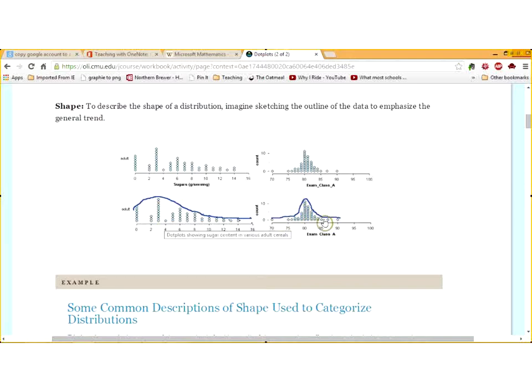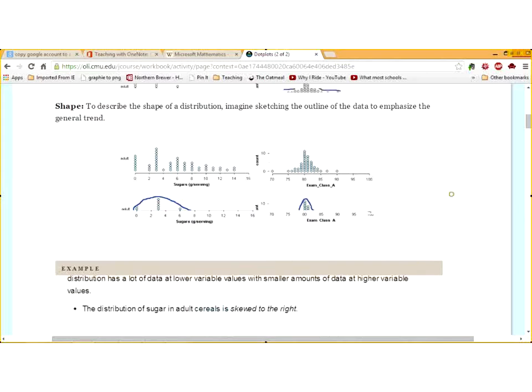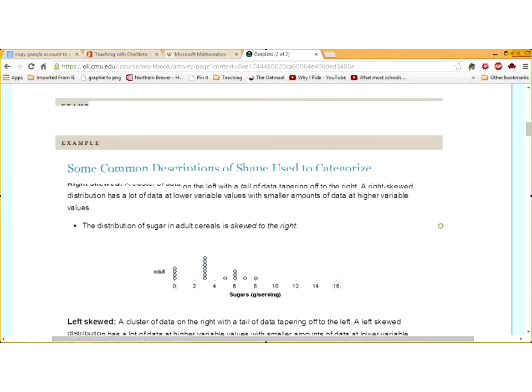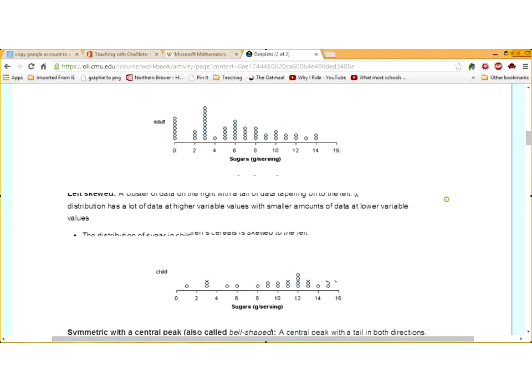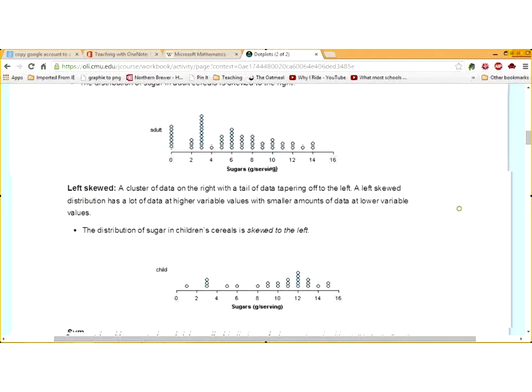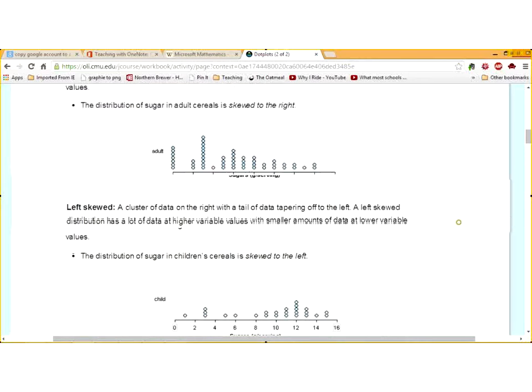Whereas this one, there's a peak in the middle and then it tails off pretty evenly in both directions. And a lot of times we call a graph like that bell-shaped. So here are the common distributions: right skewed, that was the sugars one. Left skewed would be the other way.